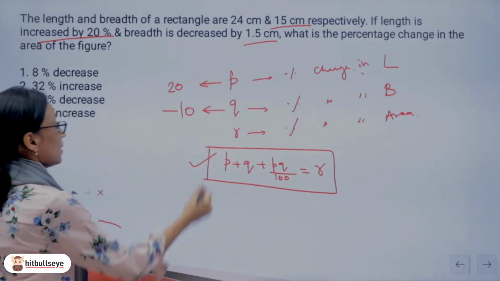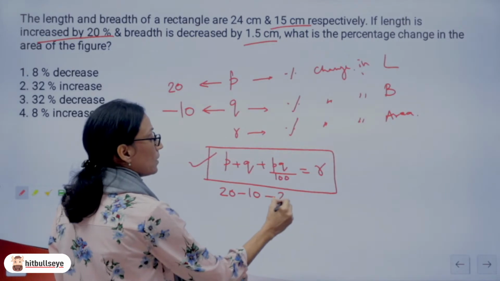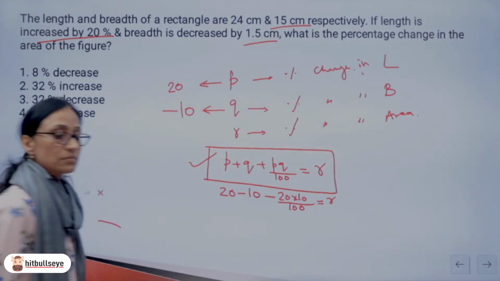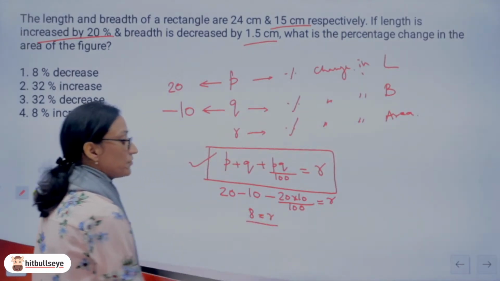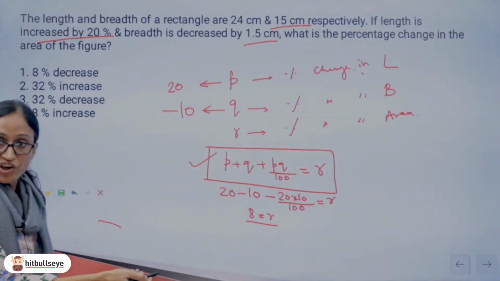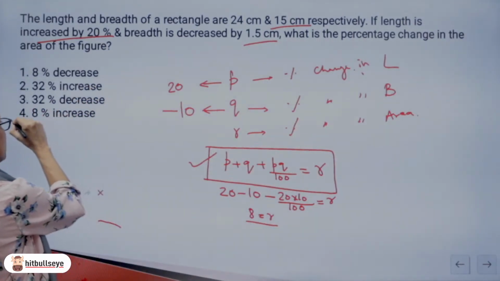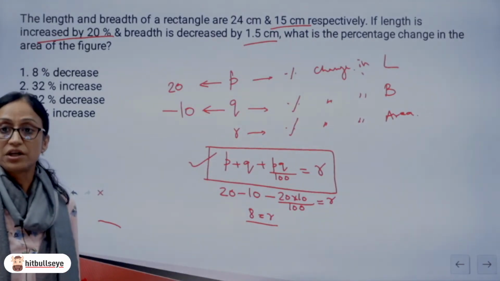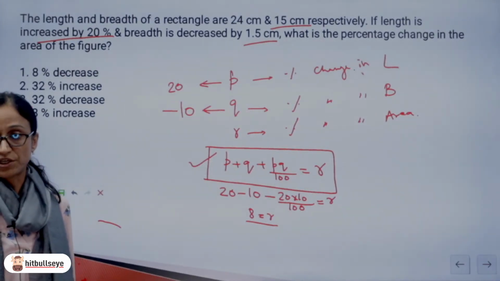So let's see. If I substitute these values here, it's going to be 20 minus 10 minus 20 into 10 divided by 100 is equal to R, which comes out to be 10 minus 2, that's 8. It's a positive value, which indicates that the percentage change in the area is a positive one, which means the area has increased by 8%. So positive indicates percentage increase. This 8 is not a numerical value, it's a percentage value that we have obtained.